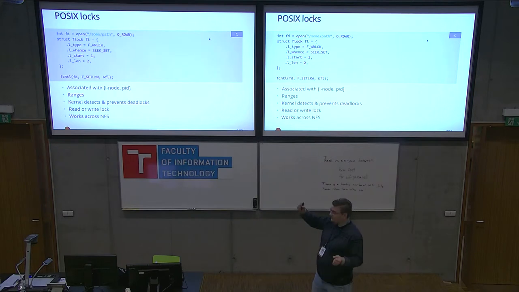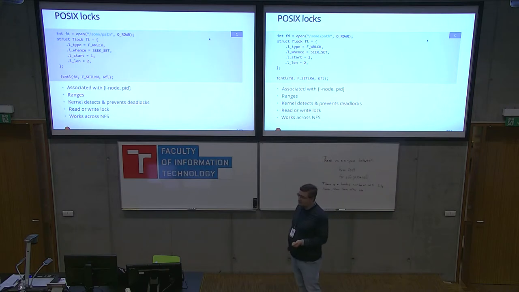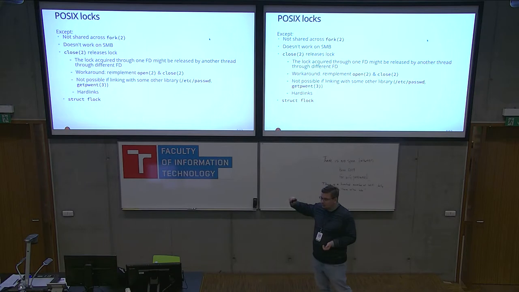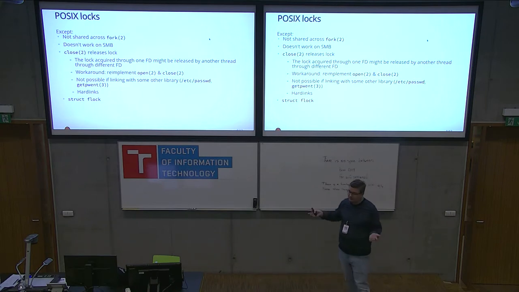So we can lock ranges. The kernel does even some deadlock detection and prevention, which is good. I mean, if you would deadlock, you would get an error from the call. And it works across NFS. So this looks promising, doesn't it? Yeah, not really. The locks are not inherited into the child, which, okay, you may argue that if you have an exclusive lock, there should be one pid at most which holds the exclusive lock. But neither are the shared locks inherited by the child, which I don't think is sane. It doesn't work on Samba, which again, you might argue that you don't care about Samba.